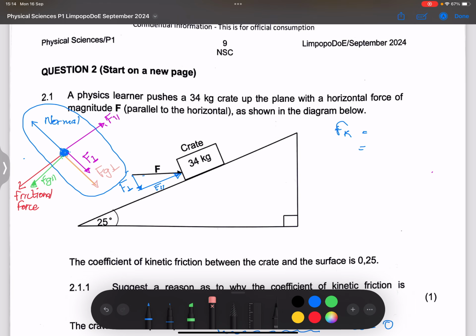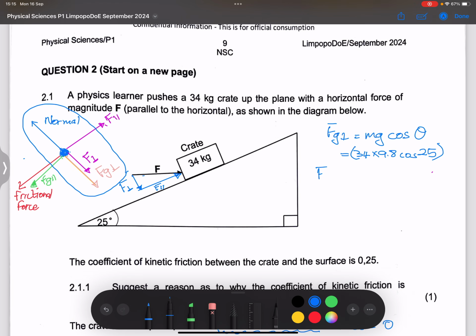Now, before I get to the calculation, we know that when we want Fg perpendicular, this is going to be mg cos of the angle of elevation. The mass of the crate is 34 times 9.8, times the cosine of 25 degrees. Now I'm not going to calculate it, I'm going to leave it as is.